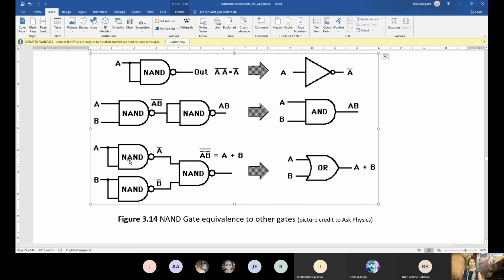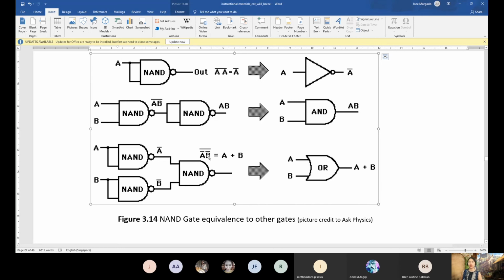And then we have OR. So if you have inverters at the inputs followed by a NAND, this is A prime, this is B prime. So A prime and B prime become the inputs to the NAND. So we have A prime times B prime, in parentheses, then prime.